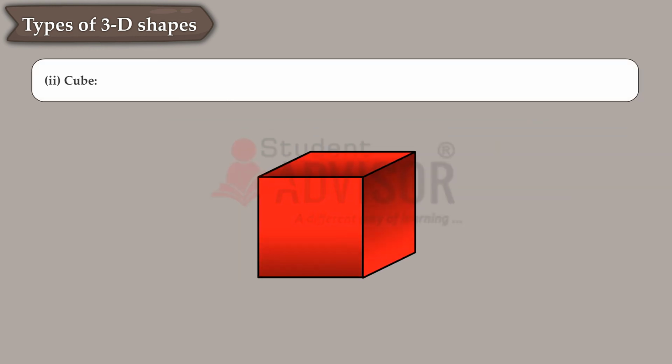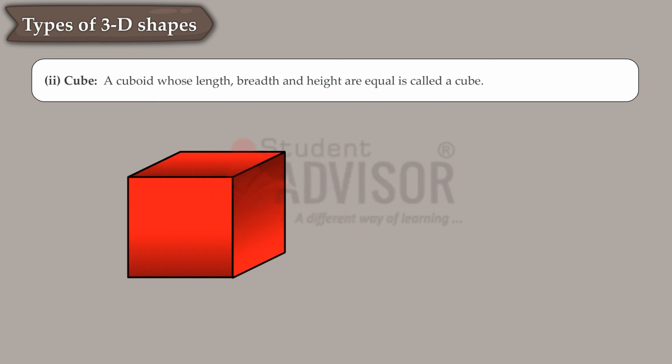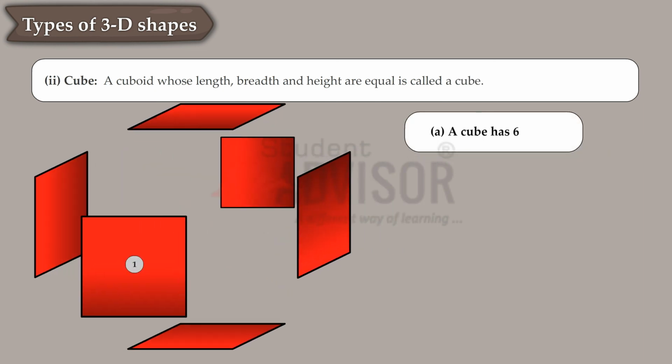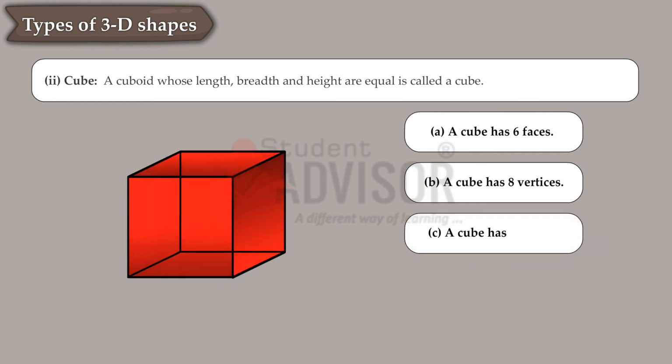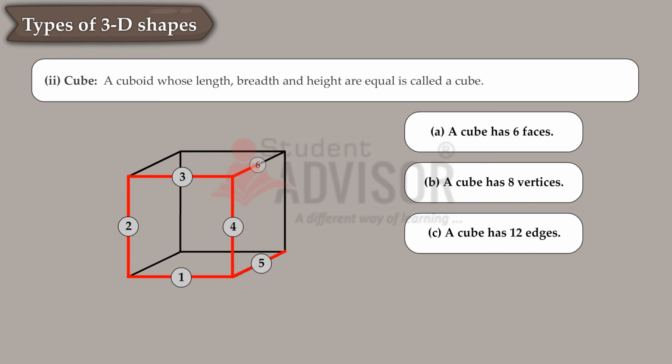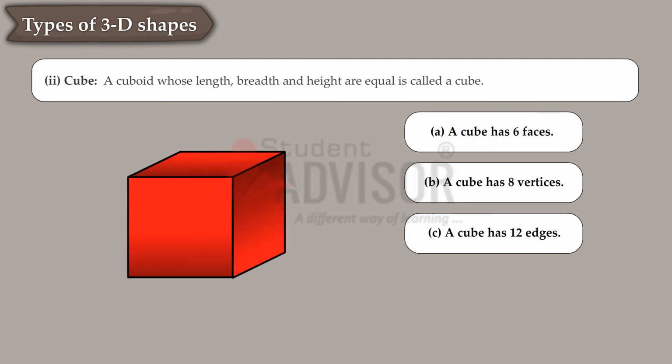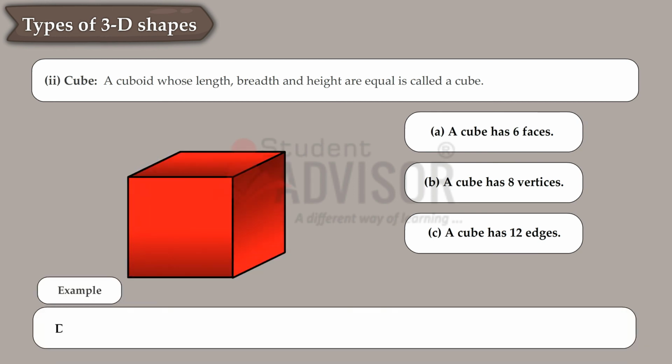Cube. A cuboid whose length, breadth, and height are equal is called a cube. A cube has 6 faces. A cube has 8 vertices. A cube has 12 edges. Study the given examples. Dice, sugar cubes, ice cubes, etc.